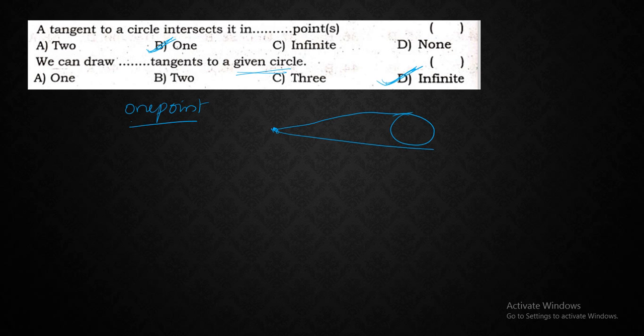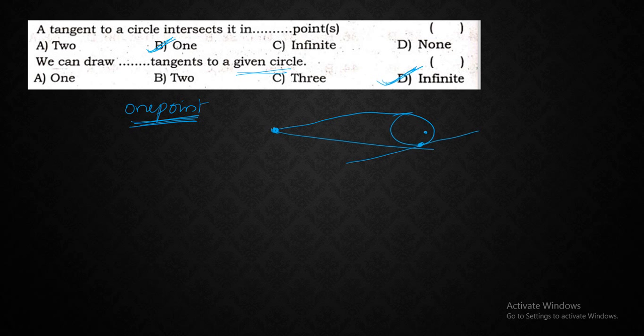When he gives one point, that point should be external, right? If the point is on the circle, then how many tangents can we draw? We can draw only one tangent. If the point is inside the circle, we cannot draw any tangents.